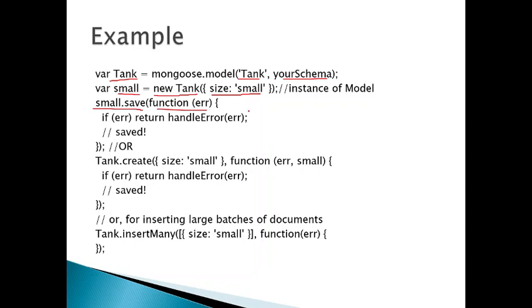And we have a callback. If there is an error, it will print the error. If there is no error, it will save into the database. We can use save and we can also use create. It has the same meaning, no difference. In this case, we are creating a new model with the keyword new, and we are saving that model. And in this case, we are using Tank.create, passing this value into it and calling the callback function. Both have the same output, only the function is different.